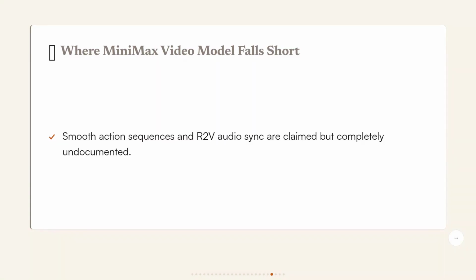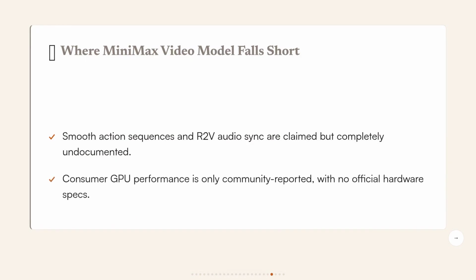And here's where MiniMax H3 falls short, no softening. The 2K at a claimed lower cost has no pricing data behind it. Smooth action sequences and R2V audio sync are completely undocumented. Community reports actually contradict the motion quality claim. Consumer GPU performance is one person's anecdote rather than a spec, and 4 of 5 claims are just words on a page right now.